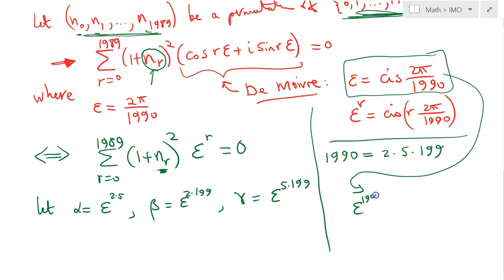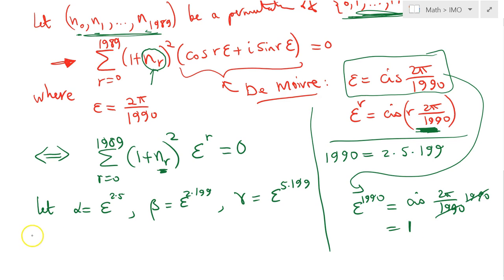Epsilon, if I raise it to the 1990th power, obviously that would give us cis 2 pi over 1990. So 1990 times 2 pi over 1990, the 1990s will cancel out, so cosine 2 pi, which is 1, minus i times sine 2 pi, which is 0, so that would give us just 1, right?